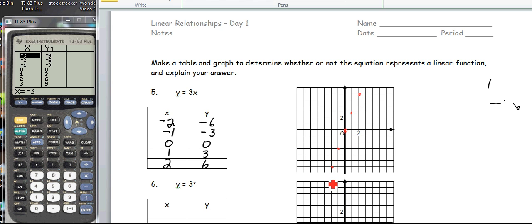Now, when we connect these, and my lines are not usually very straight, we need to connect it all the way across, and we're going to put arrows on both sides. If you don't go end to end, and if you don't put arrows, then it is not correct. So here it says make a table and a graph to determine whether or not the equation represents a linear function. Explain your answer. Well, now if I could draw nice and straight, that would be a nice straight line. And it is straight. There is no place where there are two x values, so it passes my vertical line test. This does check out. It is linear.